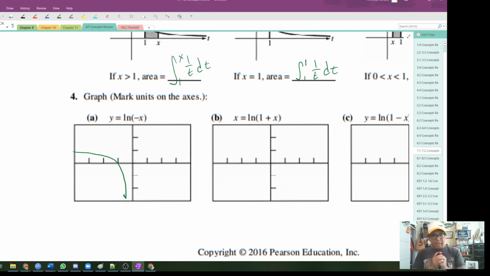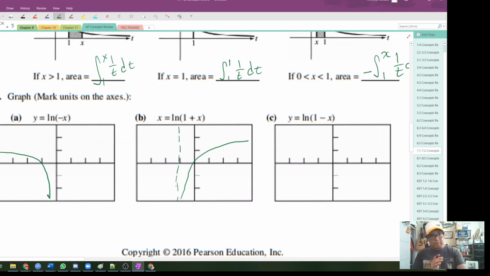What happens then if I take where x used to be and I put a 1 plus x? Well, if you put a 1 plus x, you're going to translate that to the left 1 unit. Basically, we used to have a vertical asymptote at x equals 0. Now we're going to get a vertical asymptote when x equals -1. We used to cross the axis at x equals 1. So now in this translated version, we're crossing the x-axis 1 unit earlier, so at x equals 0.